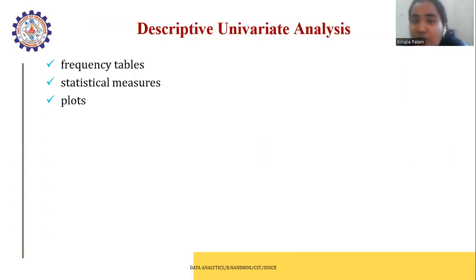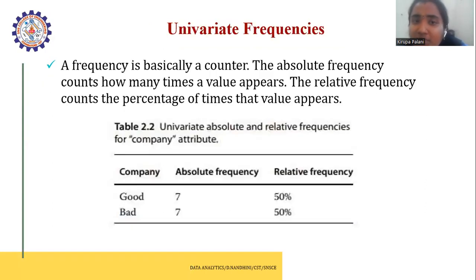Descriptive univariate analysis consists of frequency tables, statistical measurements, and plots. The frequency is basically a counter. The absolute frequency counts how many times a value appears, and the relative frequency is the percentage of the time that value appears. For example, the univariate absolute and relative frequencies for a company attribute: for company good, the absolute frequency is 7 and the relative frequency is 50%.